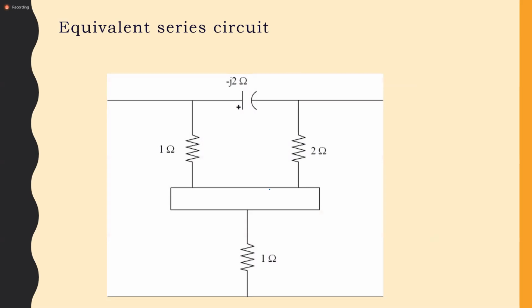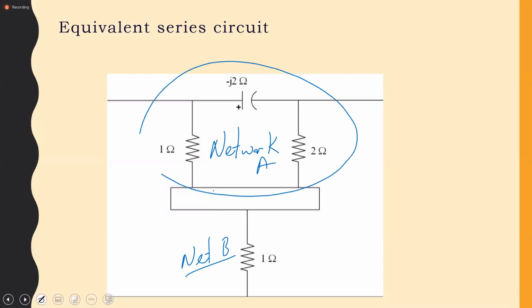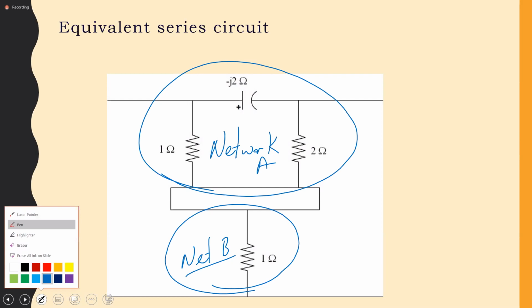All right, so with this circuit, let's call this network A. Let's call this network B. All right, so this is A and this is B. So what we now have are two networks in series. Do you agree with that? Is anyone unsure or unclear why they are in series?